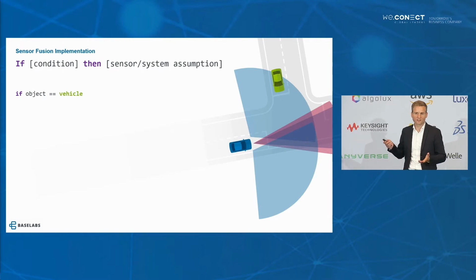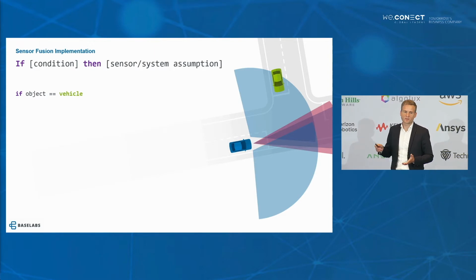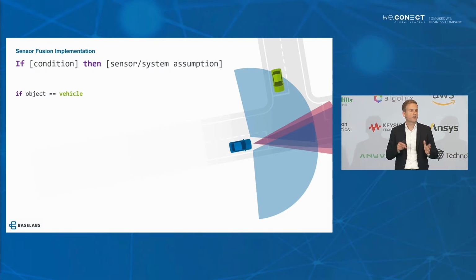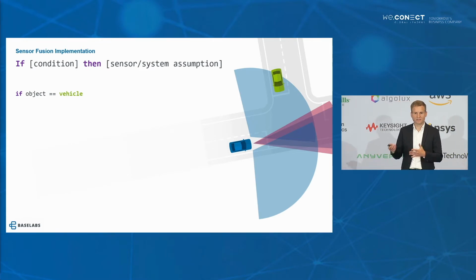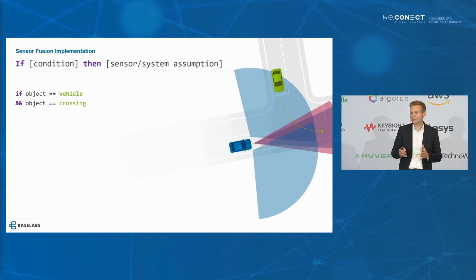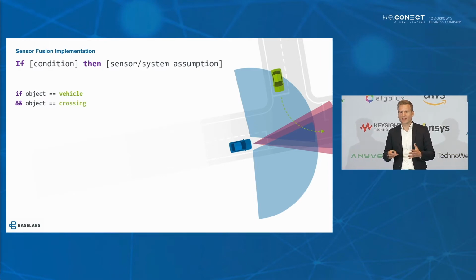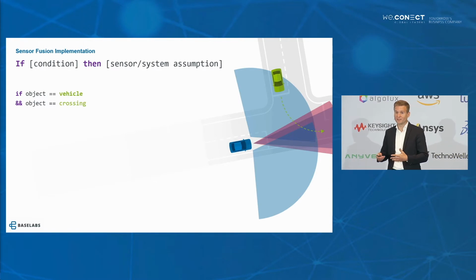Let's have a look at an example. Let's assume the system can distinguish different object types, and the developer found out that there is some issue with the object type vehicle. Then he writes down if there is a vehicle. Then additionally he finds out it's something related to the crossing action that the vehicle performs, so he writes down, and if the vehicle is crossing.